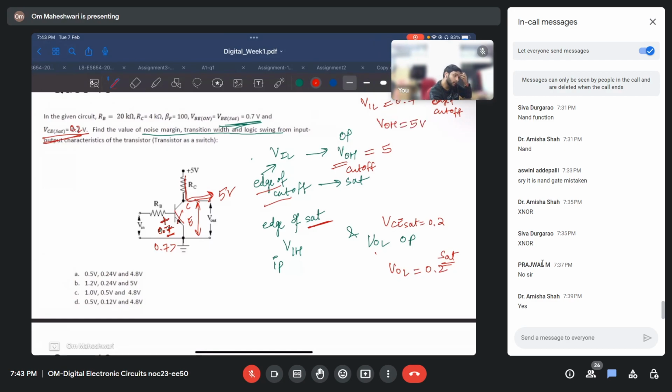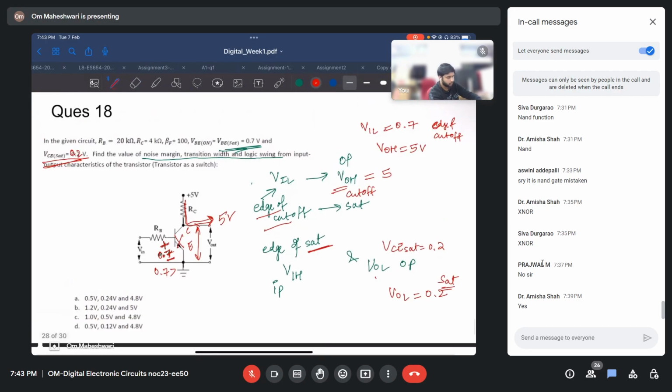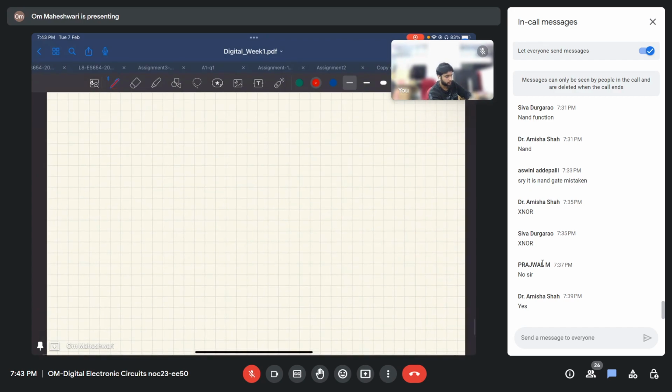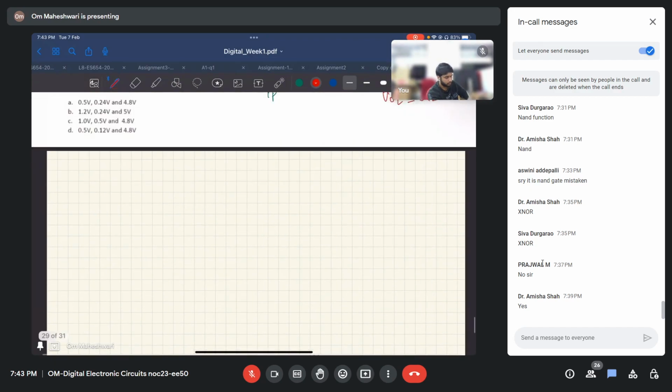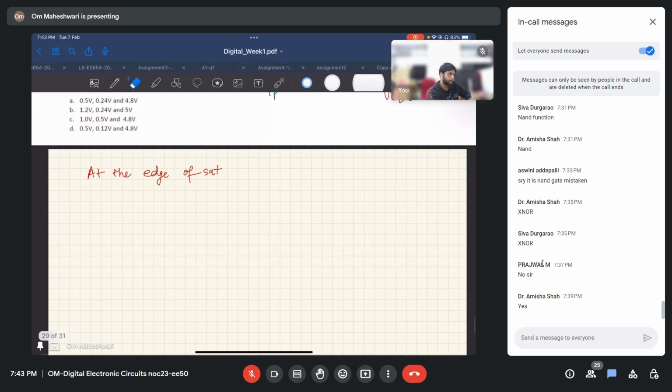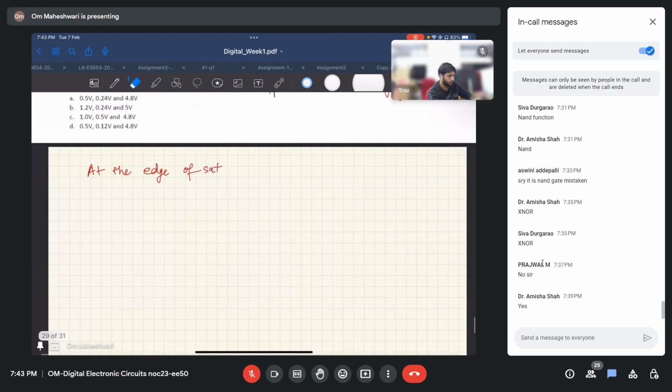And one thing that we need to find is VIH. So, okay, at the edge of saturation, so I need a page. Let me add a page. At the edge of saturation, okay, I just draw this.